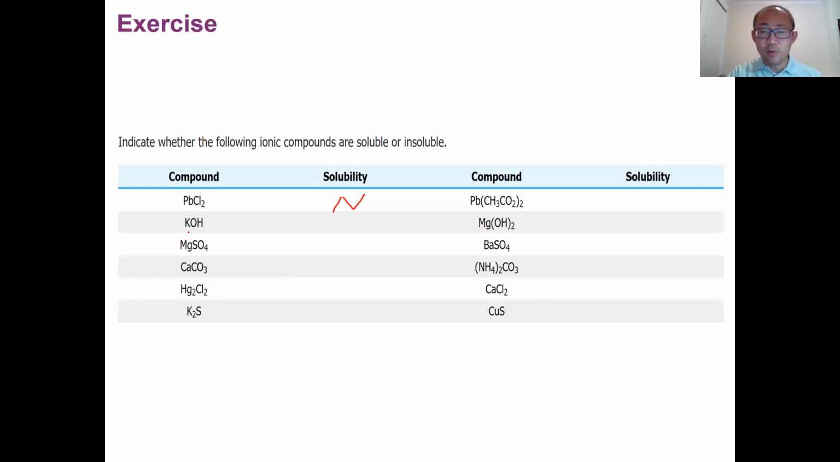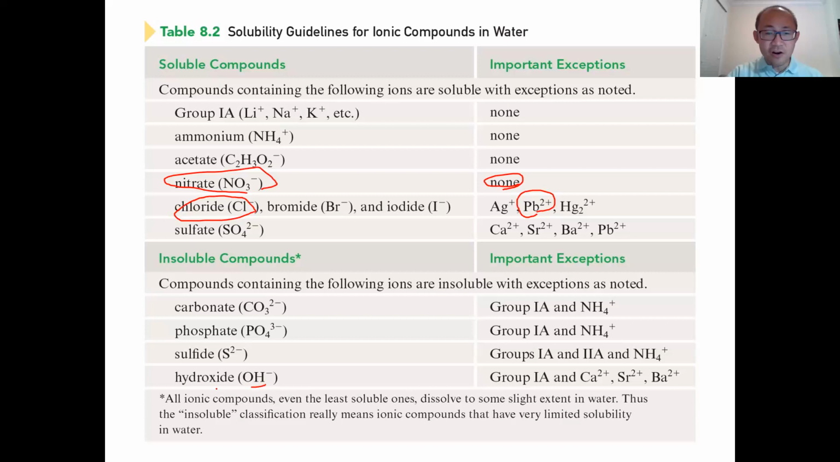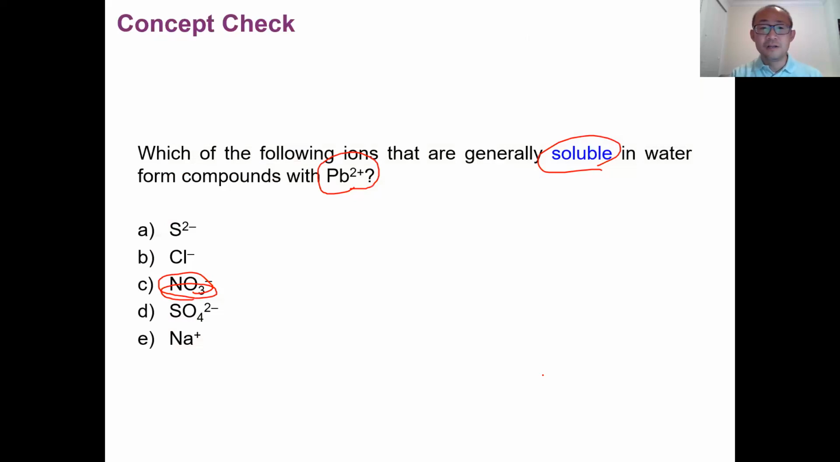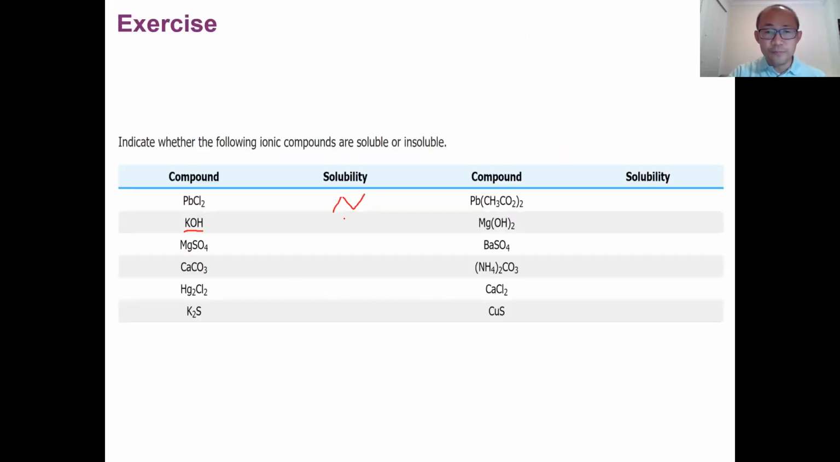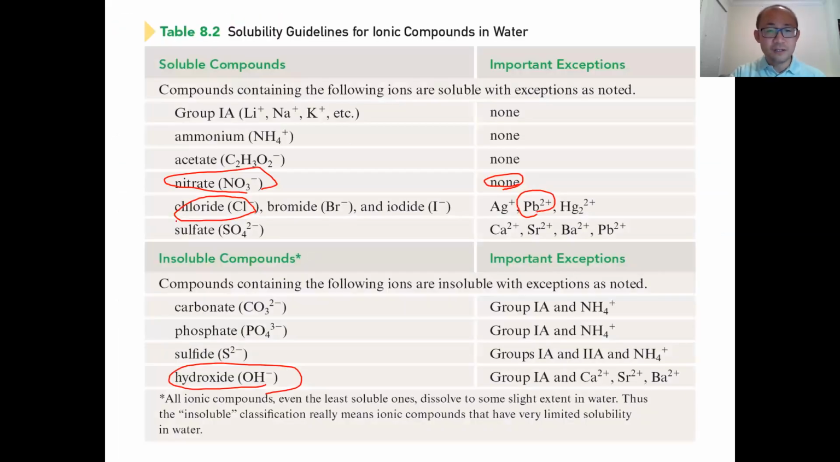Potassium hydroxide, second one. Let's go back. Hydroxides are not soluble, insoluble, but exception with group 1A, potassium. So potassium will make hydroxide soluble. So yes. Number 3, magnesium sulfate. We know sulfate belongs to soluble. Magnesium is not one of the exceptions. You see, the exception doesn't contain magnesium. So magnesium sulfate is soluble.